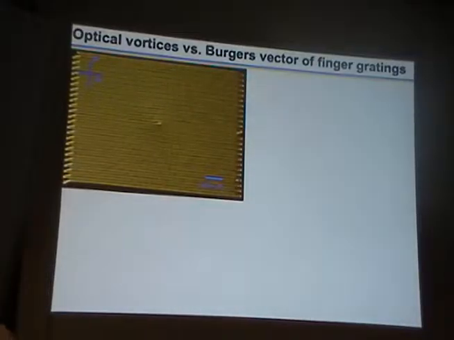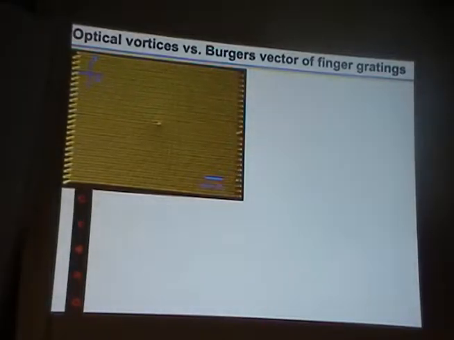Right? So now let me demonstrate that we can use them to generate optical vortices as well. Here we generated a linear grating formed by cholesteric fingers of the first type, and we now note the dislocation, an edge dislocation, in this grating. Now if we shine a laser beam of light, we obtain such a diffraction pattern.